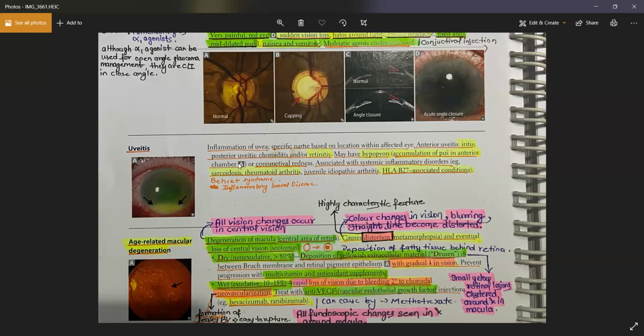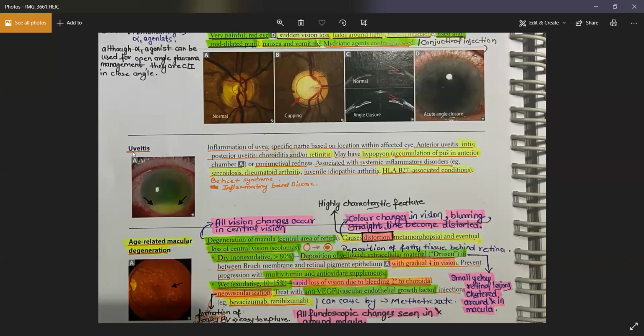It is associated with systemic inflammatory disorders like sarcoidosis, because I told you sarcoidosis can do anything. Rheumatoid arthritis can do uveitis. Juvenile idiopathic arthritis can do that. HLA-B27 associated disease can do that. And if you remember, the inflammatory bowel diseases can do that. And in seronegative spondyloarthritis, I told you reactive arthritis can also do that. So reactive arthritis, rheumatoid arthritis, sarcoidosis, juvenile idiopathic arthritis, HLA-B27, all can do that.